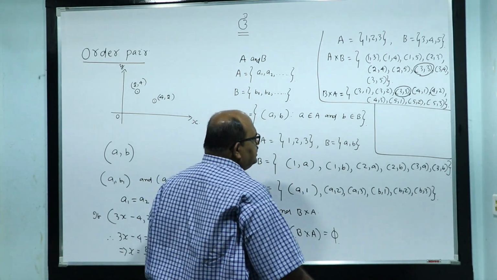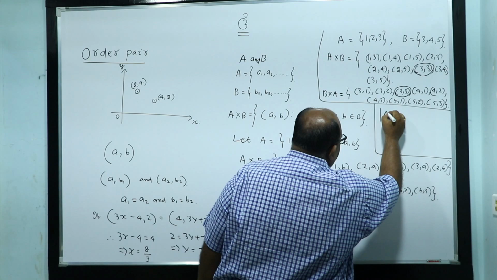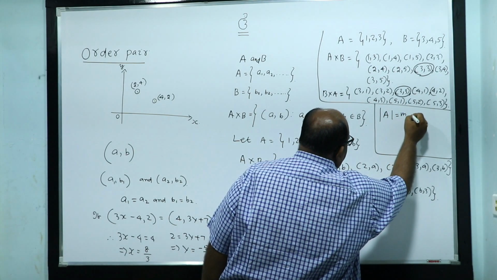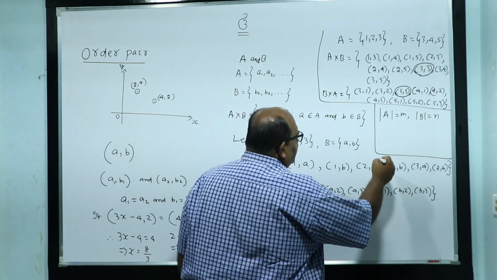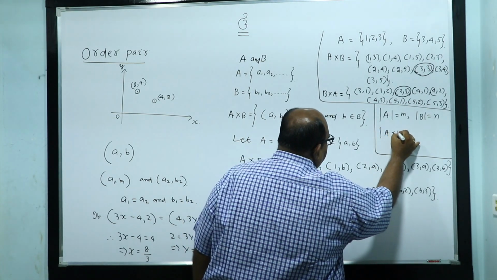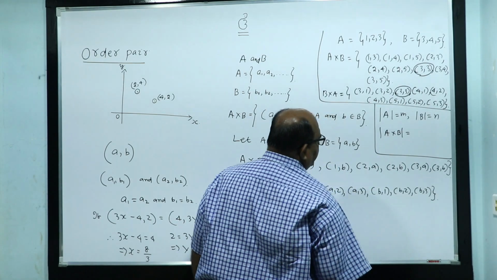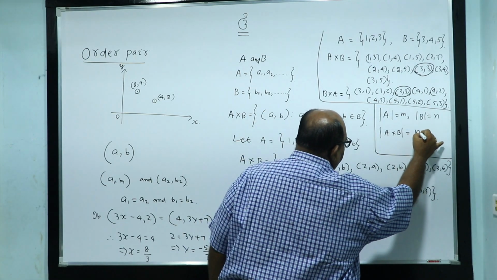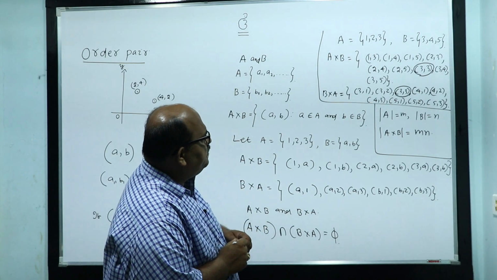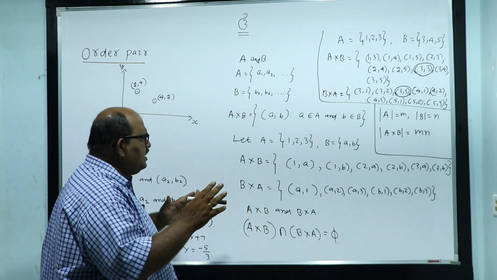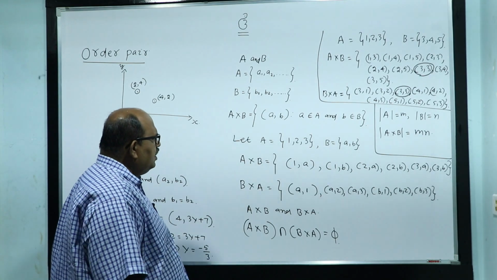Okay, students, if the cardinality of A is equal to m and the cardinality of B is equal to n, then what will be the cardinality of A cross B? Remember, the cardinality of A cross B is equal to mn, the product of the number of elements or cardinalities.